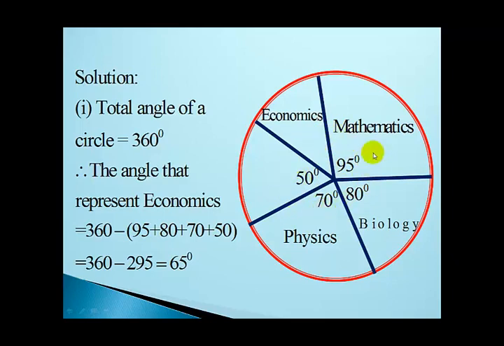So if you are given 4 of the angles and we are not given the 5th angle, that means that when we add the 4 together and subtract the sum from the total angle of a circle, that is 360 degrees, we can find the angle for economics.